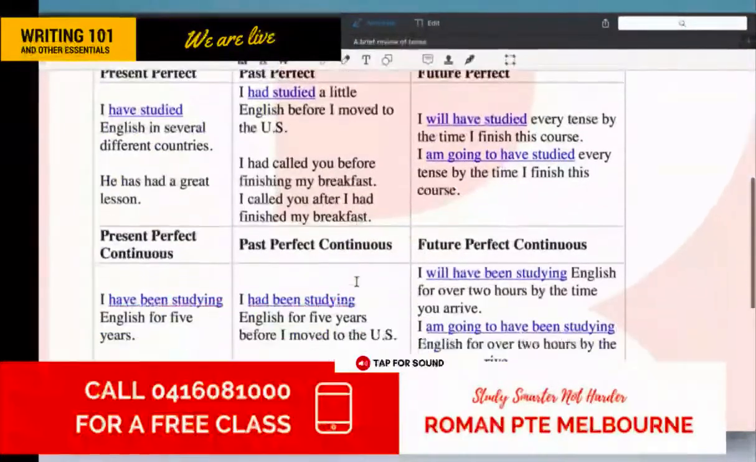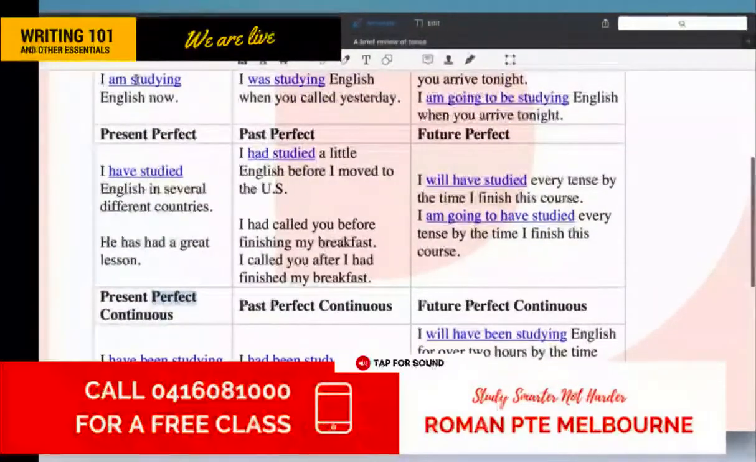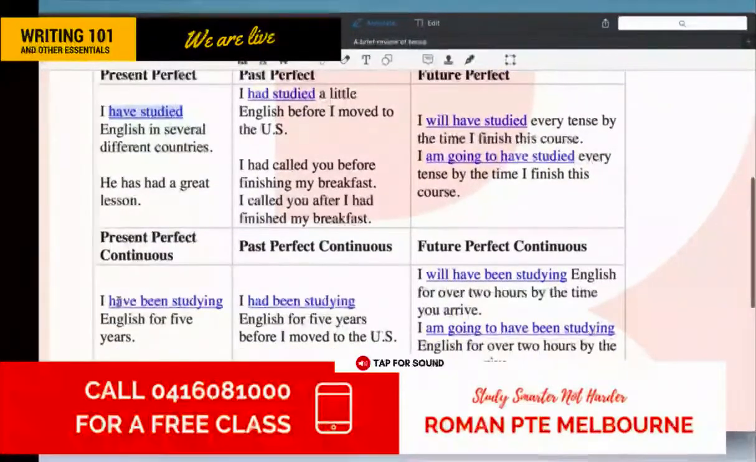The perfect continuous tense has the characteristics of both perfect tense as well as continuous tense. Or in other words, if you combine the verb of the continuous tense with the structure of the perfect tense, you get perfect continuous tense, which means have been or has been for present perfect, had been for past perfect, and will have been for future perfect. So these are the 12 different types of tenses.